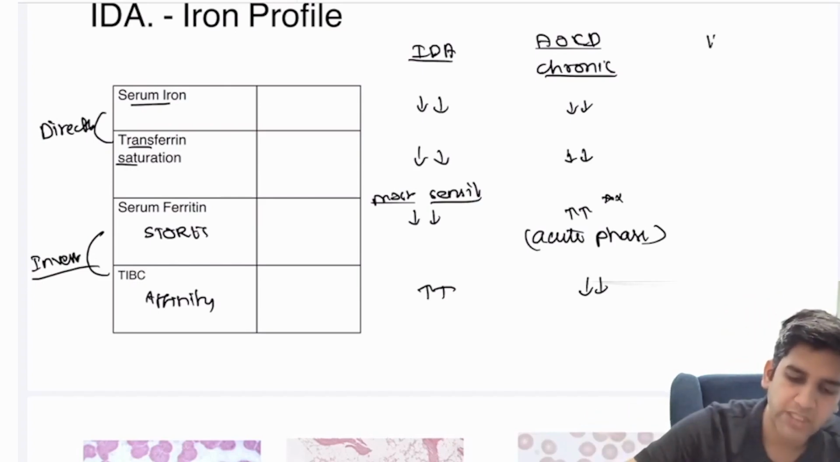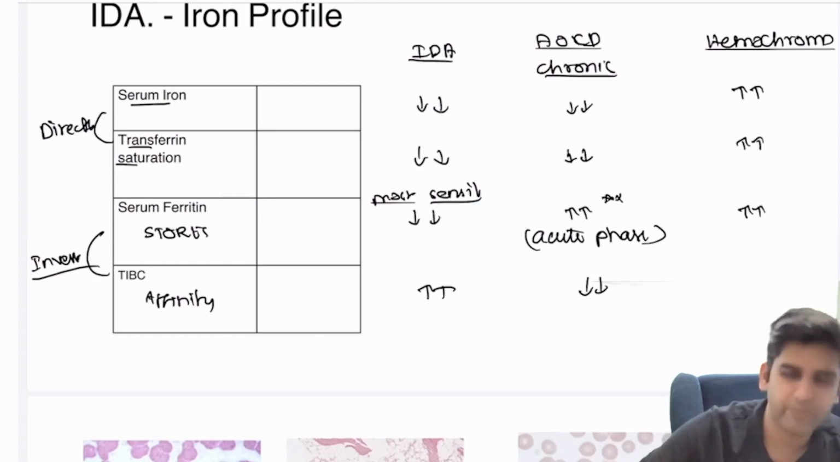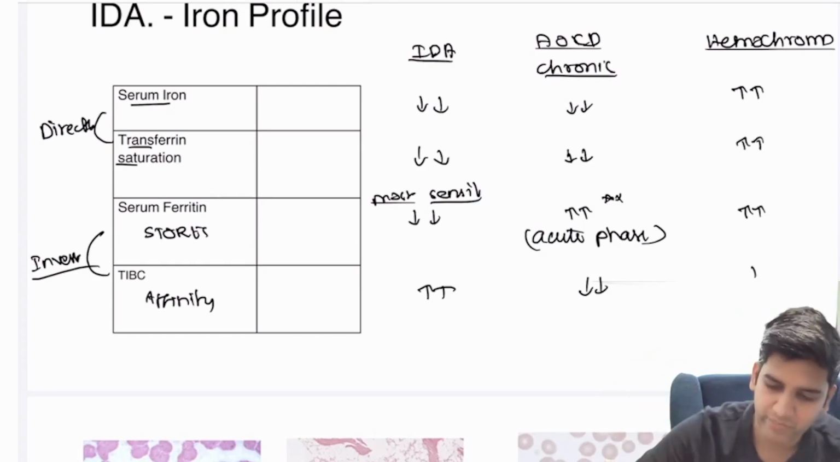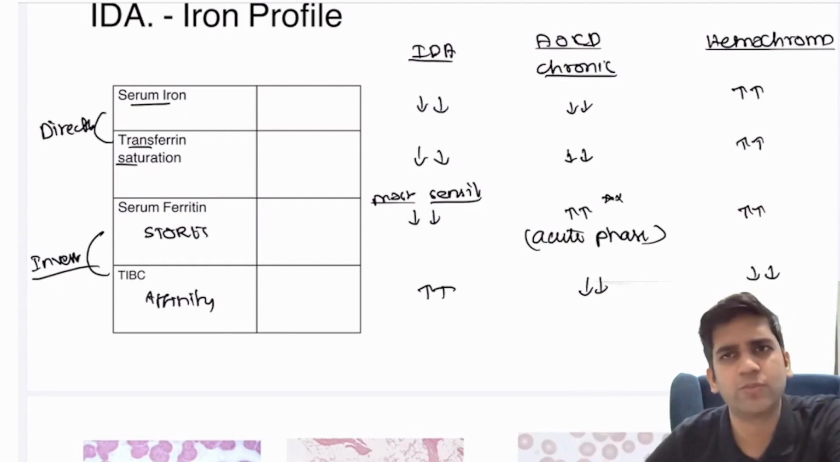Let's look at hemochromatosis. So hemochromatosis, simple. Serum iron is elevated, transferrin saturation is elevated, ferritin is elevated, because obviously stores will be elevated, so obviously your TIBC will be reduced, right? Though the last two are not required, this is more than enough, right?